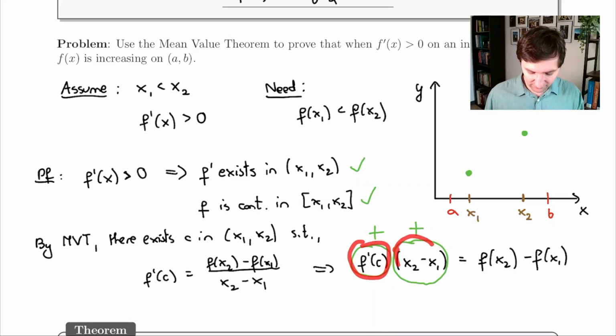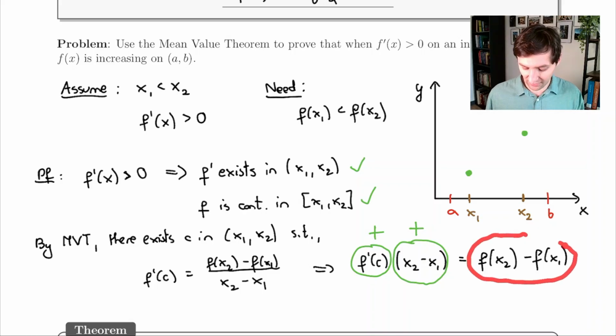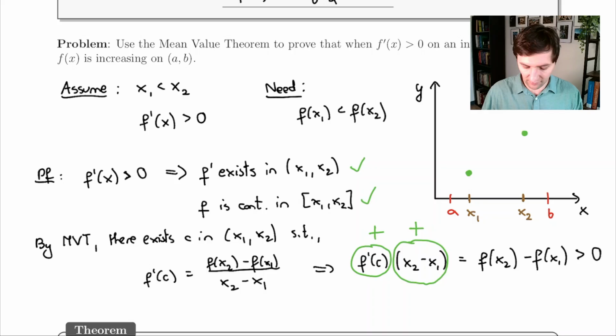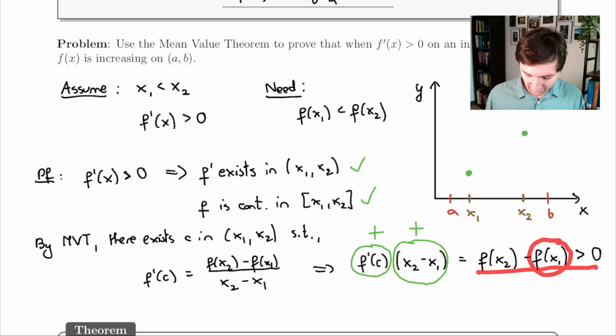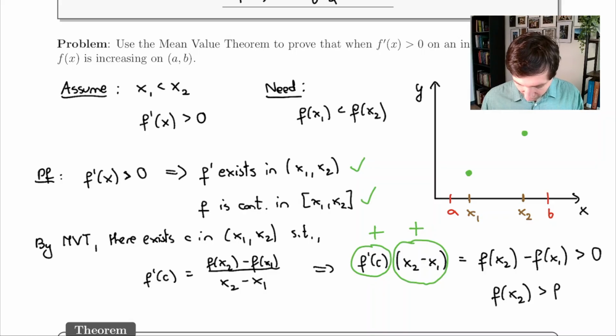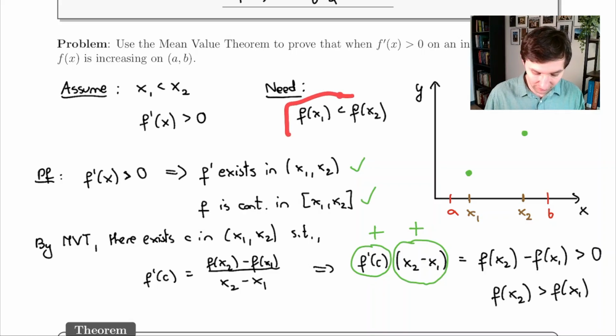This number is positive, this number is positive. Multiplication of two numbers that are positive gives you a positive number. Consequently, this expression on the right side is also a positive number. This is greater than 0. Now you have an inequality. Add f of x1 on both sides of this inequality, and you will get f of x2 is greater than f of x1, which is exactly what you wanted to prove.